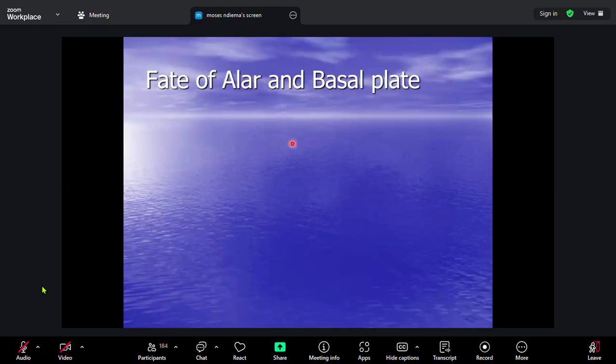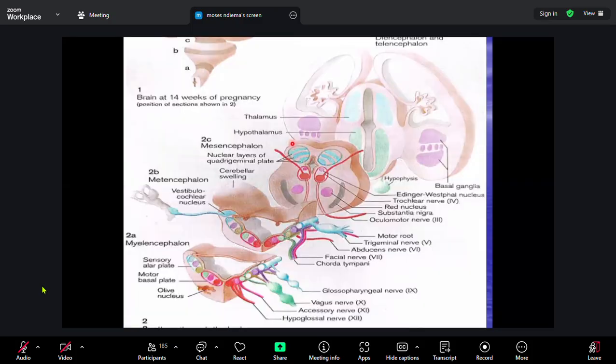What is the fate of the alar plate and the basal plate in our neural tube? How does it develop? Here, when you start with the spinal cord, we've already talked about the dorsal part being sensory, the ventral part being motor. But when we talk about the medulla oblongata, remember the brainstem contains cranial nerves.